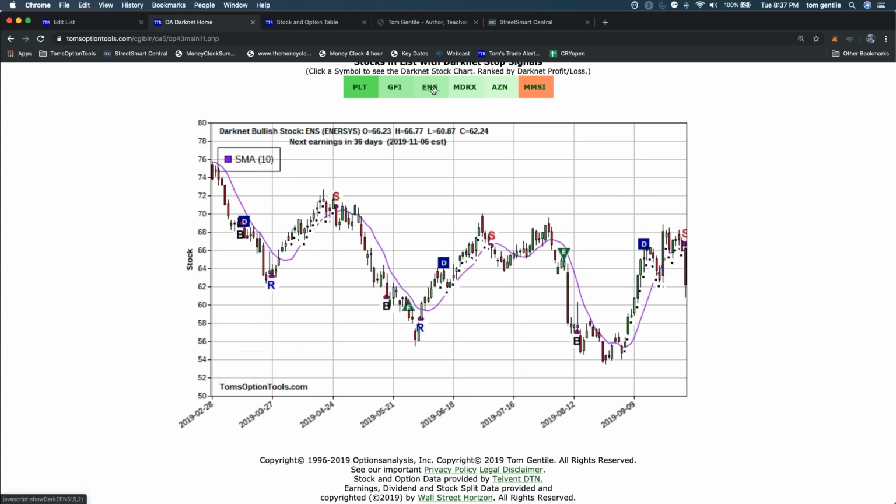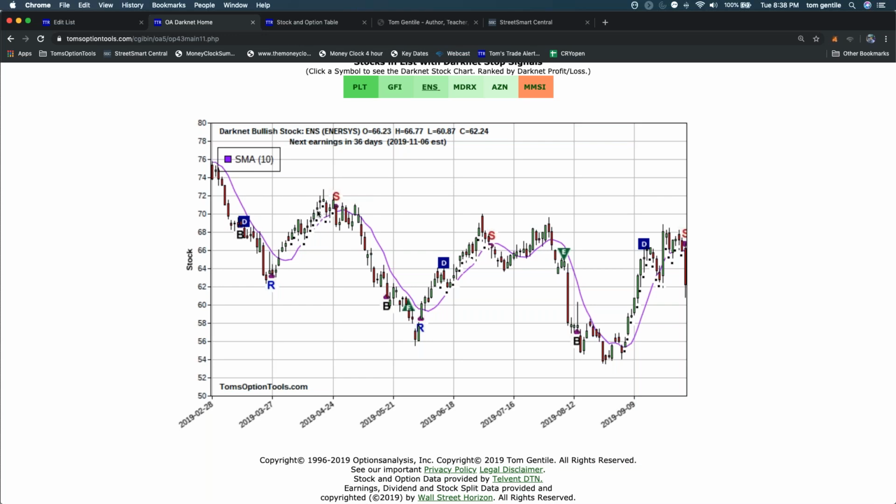ENS. All right, this is a more expensive stock, but you can see here it had a buy signal. Then look what happened. I'm going all the way back to the beginning, in the beginning of March. Buy signal just above 68. A rebuy came in at 63, and then a sell above 70.